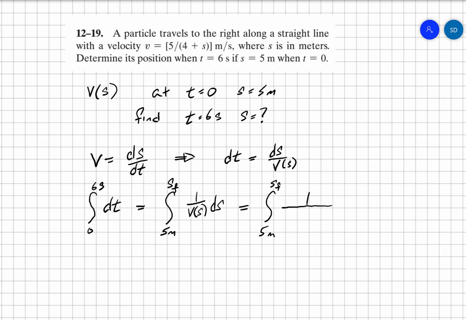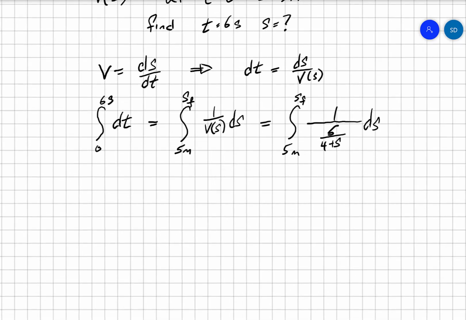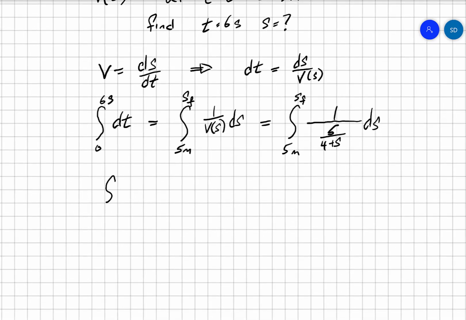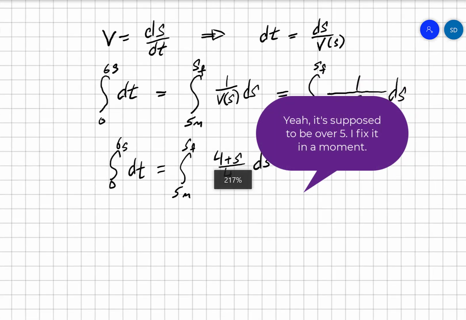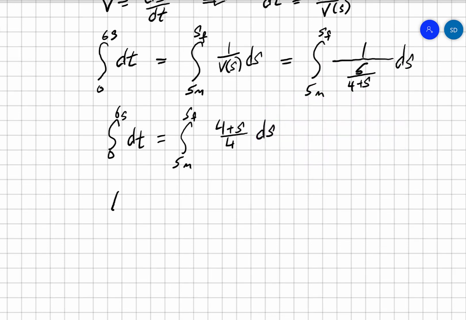Well, it's 1 over 5 over 4 plus s ds, which of course I can take this fraction that's in the denominator and flip it around. So the integral on the left-hand side is over dt, so 0 to 6 seconds. And on the right-hand side, we have the integral from 5 meters to s final of (4 plus s) over 5 ds. Now we can evaluate both of these integrals. So on the left-hand side, we integrate dt, and we get t, and it's going to go between 0 and 6 seconds.